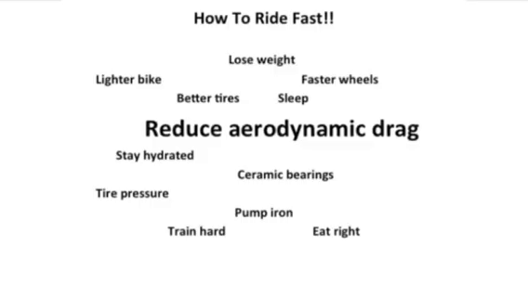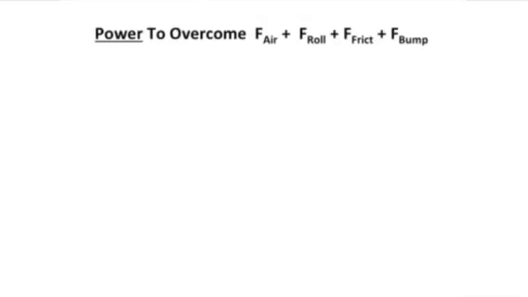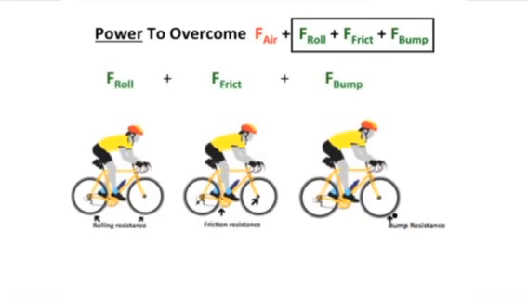That's the 800-pound gorilla in the room, if you want to think about it that way. You cannot ignore it. Here's why. If I look at the power to overcome aerodynamic drag and rolling resistance and friction and bumps, we see that there's a difference. If I look at just the last three, the power to overcome the rolling resistance, friction, and bump resistance, we find that the power to overcome those is proportional to velocity raised to the first power, or just velocity. In other words, I have a one-to-one relationship.